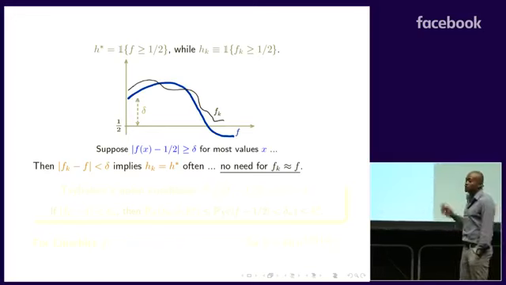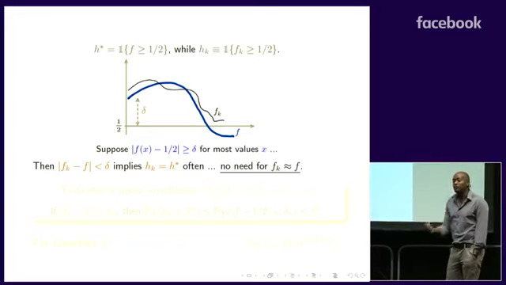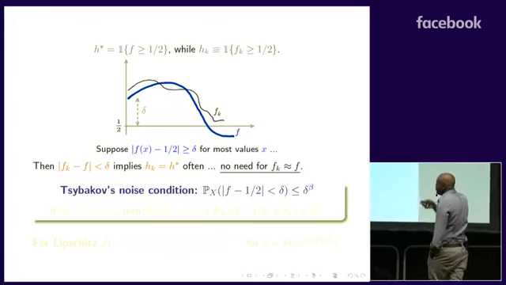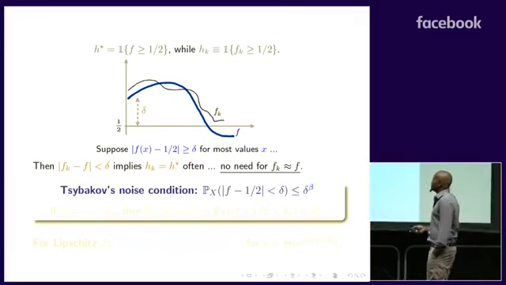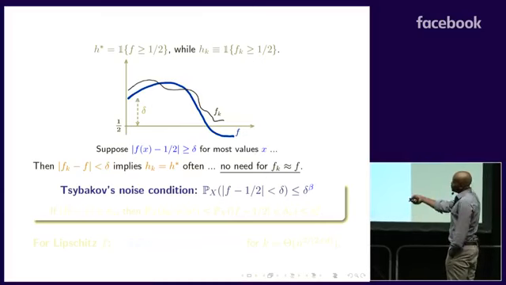No need for Fk to be very close, no need to do a very good regression. You can just do regression till a certain point, and you already have a very good classifier. That's the whole point being made. So this was formalized, for instance, in works by Audibert and Tsybakov, under this sort of noise condition.